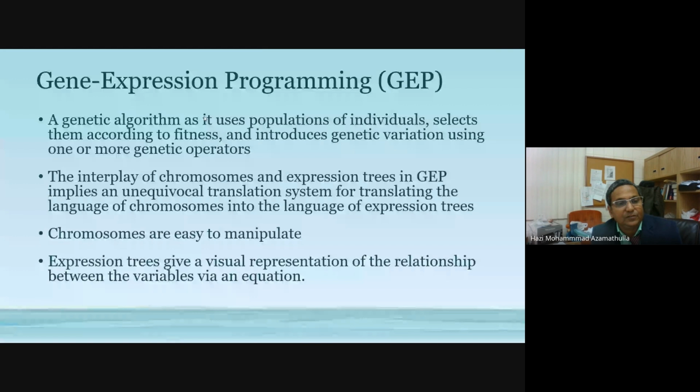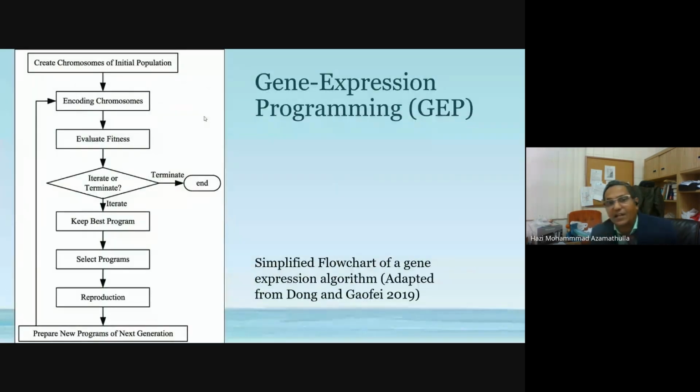Okay, LINGO and goal programming I used at that time. Next, please. This one is gene expression programming, GEP. Sometimes, if some sir wants, in my session again I will explain all this. Next, please. It's a simplified flowchart.